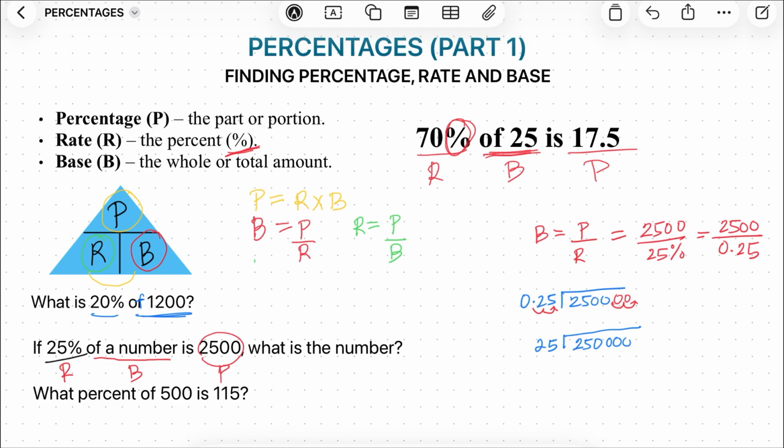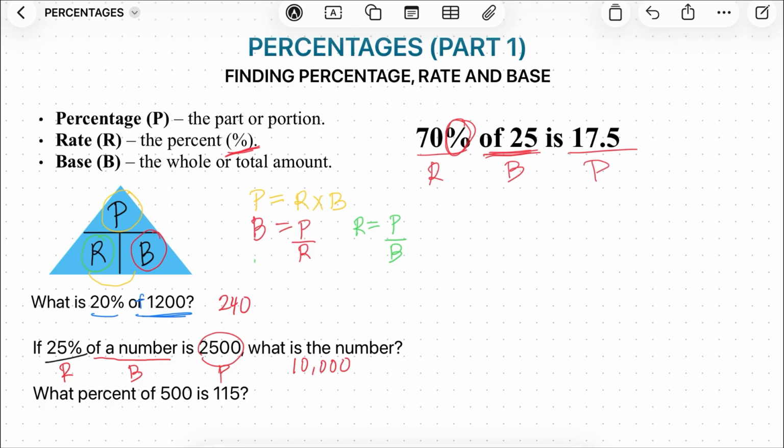Okay, so let's divide. 25 divided by 25 is 1. 1 times 25 is 25. Subtract, that's 0. And since the rest is zeros here, we're going to put zeros. Therefore, our final answer is 10,000.